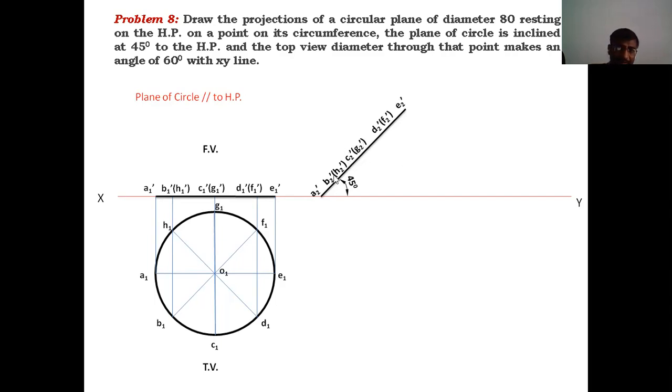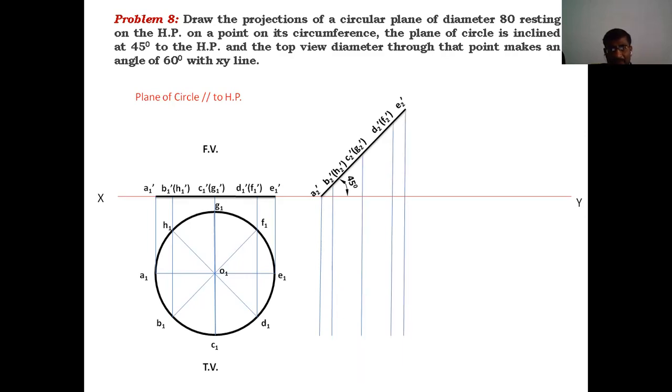And locate C2 dash of G2 dash at a distance of 40 mm from A2 dash. And locate D2 dash of F2 dash, which is at a distance of A1 dash to D1 dash of F1 dash. And locate the final point, E2 dash. These are the second stage front view, which is inclined at 45 degrees to the XY line. And after getting the front view points, draw the projectors from each point.